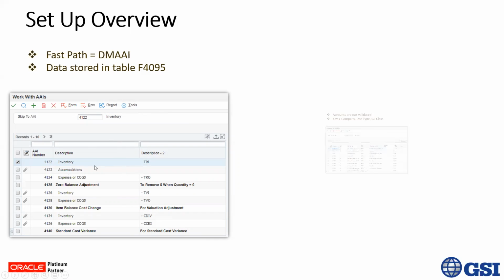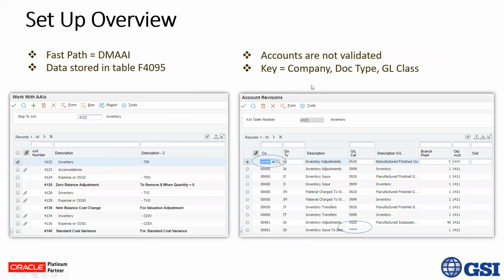Once you select one of the options, it gets a little bit more detailed. So you'll see some of the columns that are here. If you're going to add a new record, you would add a company, a document type, a GL category code, and then you put in the accounting information. So you'll enter a branch or business unit, an object, and a subsidiary for the account number. Okay, so that's what's keyed in.